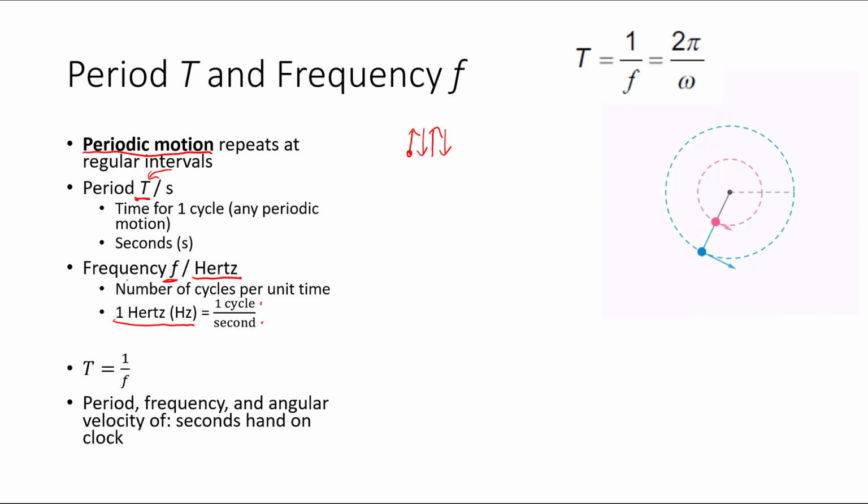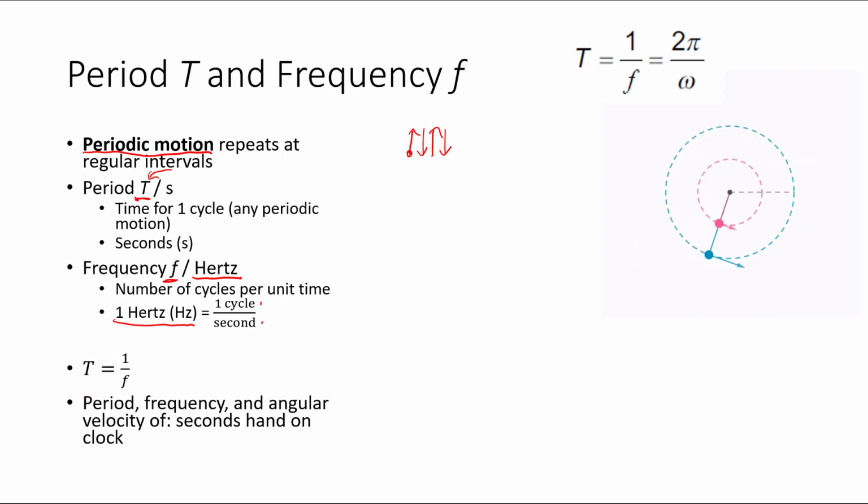And so we have period as the number of seconds in a cycle, and frequency as the number of cycles in a second. We can see that they are reciprocals of each other. If we know the period, we know the frequency. If we know the frequency, we know the period. Period's like a time, and frequency's like a rate that we complete cycles.